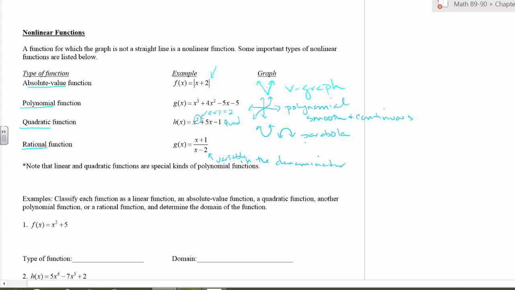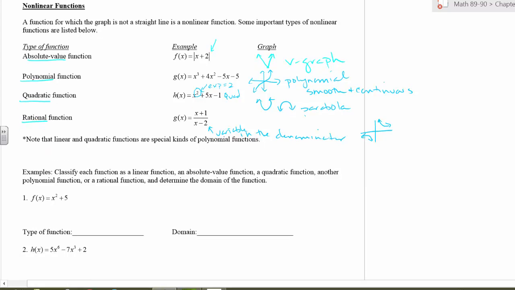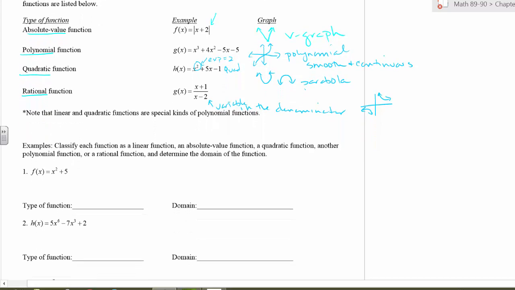So what does he look like? I'll come over here. He has these sort of corner graphs, if you will, and it's discontinuous. What discontinuous means is you have to lift your pencil to be able to continue the graph. So he's a discontinuous graph. So note that linear and quadratic functions are just special types or kinds of polynomial functions.